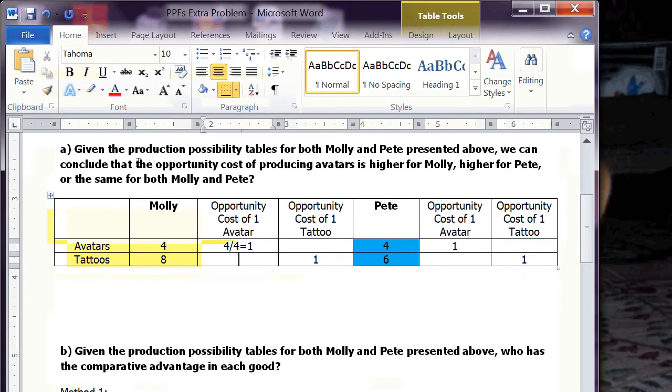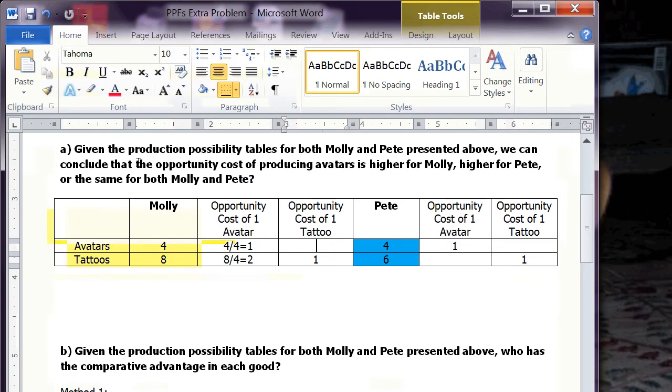And when we look at 2 different sides of an equation, if you do one thing to one side, you have to do the same thing to the other side. It's the same situation here. So if we've divided her number of avatars by 4, we need to divide her number of tattoos by 4. So we get 8 divided by 4, and that's equal to 2. So her opportunity cost of producing 1 avatar is 2 tattoos. If she were to only produce 1 avatar, she's going to give up creating 2 tattoos.